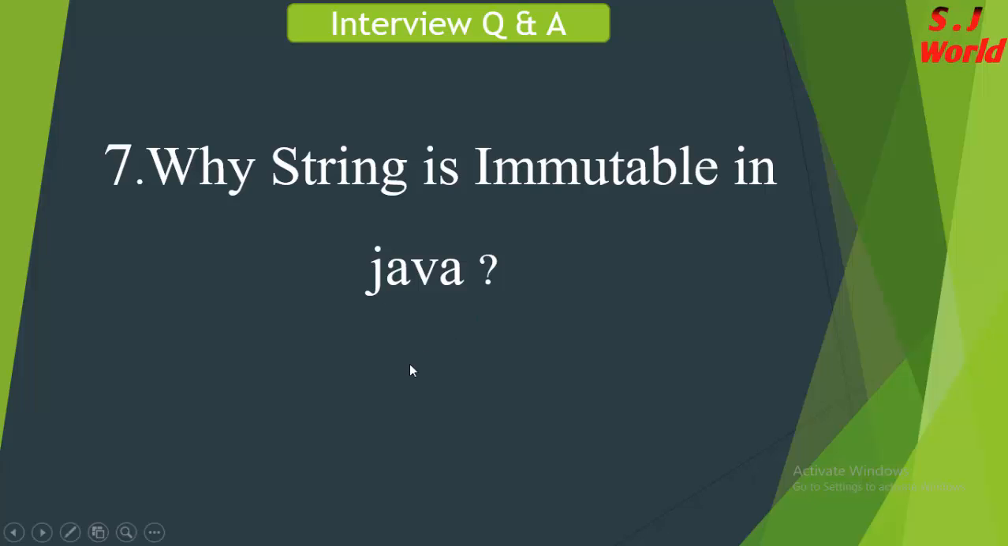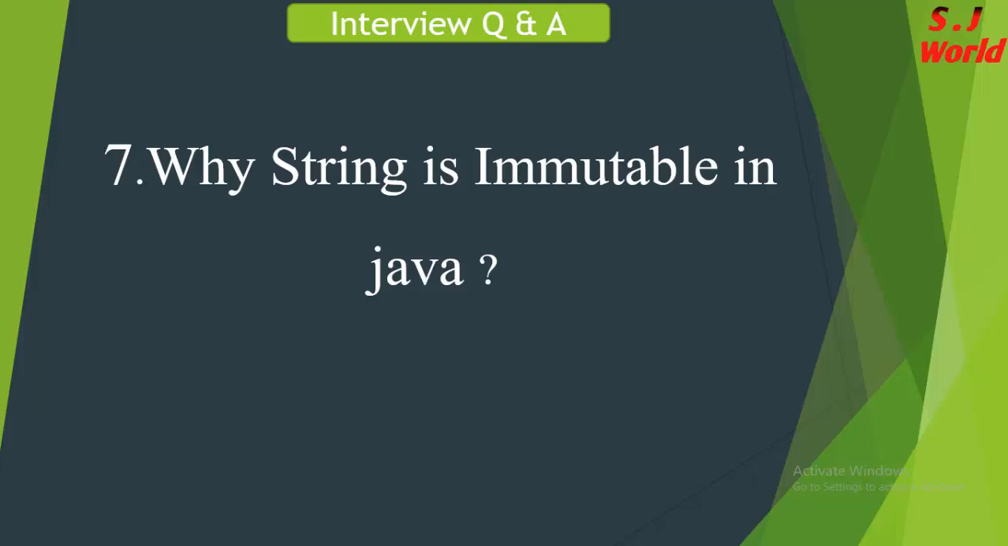First of all, we should know what is meant by immutable. Once the value is stored inside the string object, we cannot change it. If you try to do any operation, like making it lower to upper, or concatenating, it will create a new object. It will not be modified in the same object. That is what is meant by immutable. So why is string immutable? This is our question here.